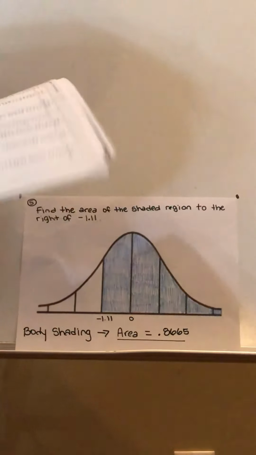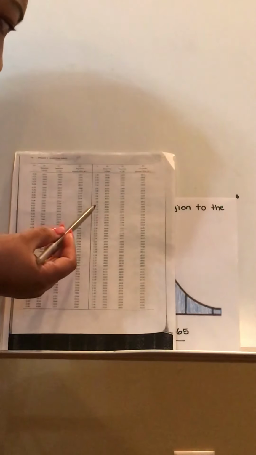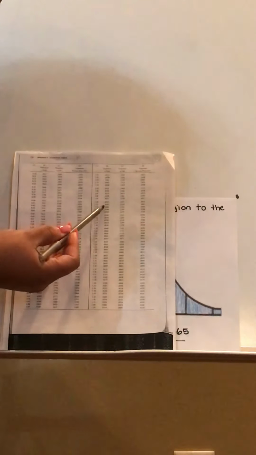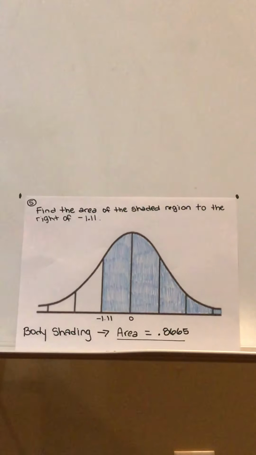I'm going to look for 1.11 on my chart. And at 1.11, we're going to look for body. Body is 0.8665. Body measurements, you don't do anything to. There's no adding it together. There's no multiply by 2. It is what it is. My body measurement, the shade of that blue area, is 0.8665.